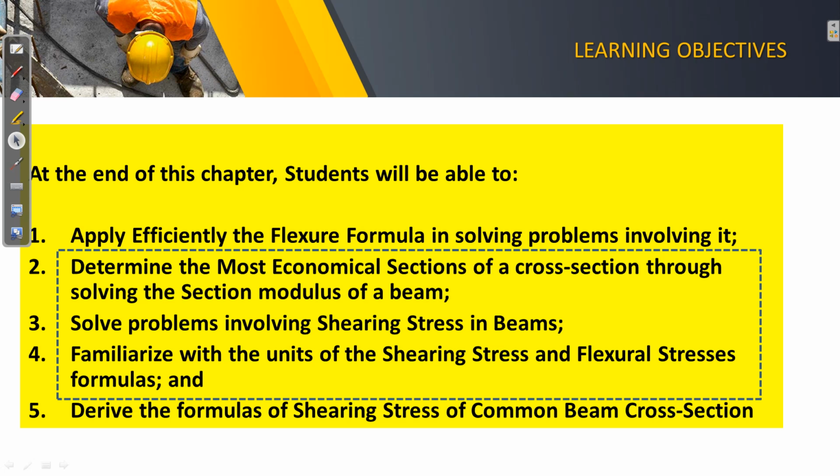By the way, these are objectives under the topic beam stresses, wherein your economic sections will cover number 2, number 3, and number 4, in which we are going to determine the most economical sections of a cross-section through solving the section modulus of a beam, and also to look on the established tables on the geometrical properties of our available geometrical sections.